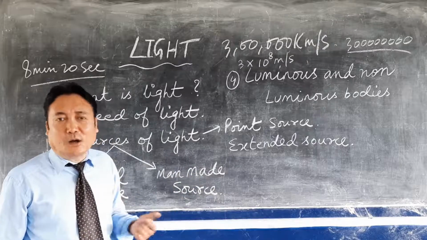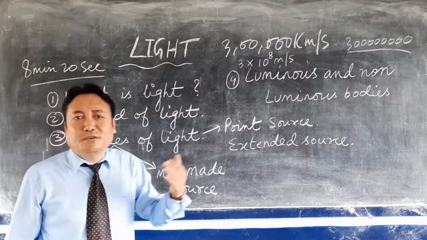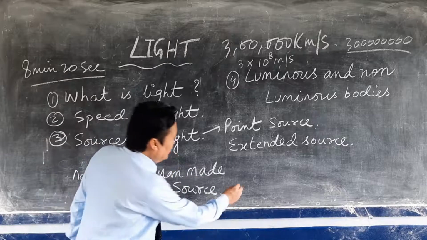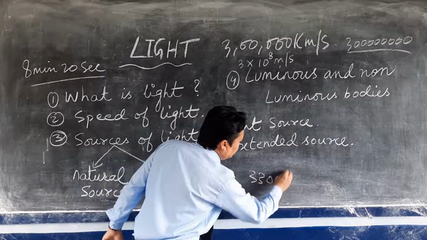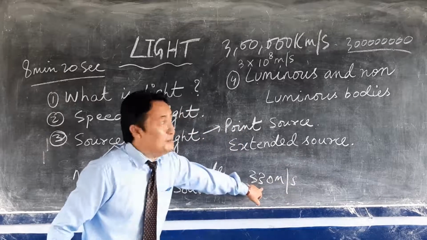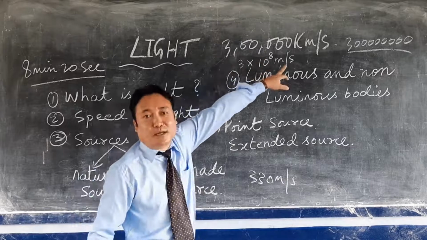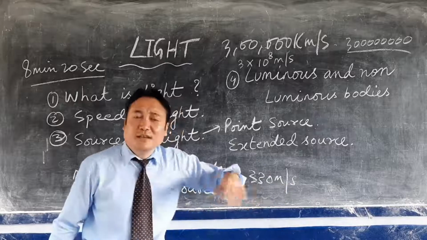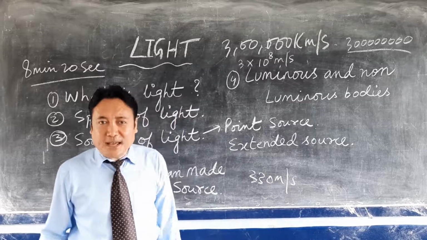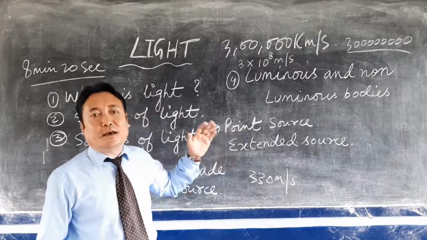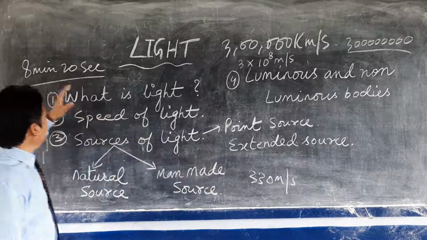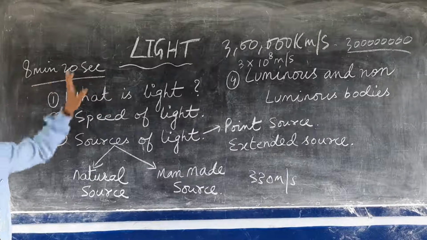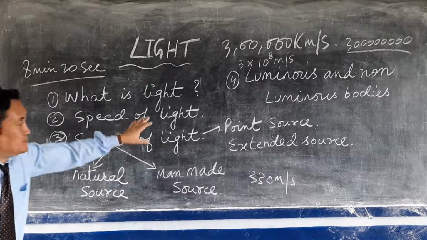When we consider sound, the speed of sound is very less compared to the speed of light. The speed of sound is only 330 meter per second. You just imagine it. 330 meter per second, compared to 3 lakh kilometer per second, or 3 into 10 to the power 8 meter per second. So the speed of sound is very less as compared to that of light. So light has a maximum speed, and the time required by the sunlight to reach the earth is 8 minutes 20 seconds. So this is about the speed of light.